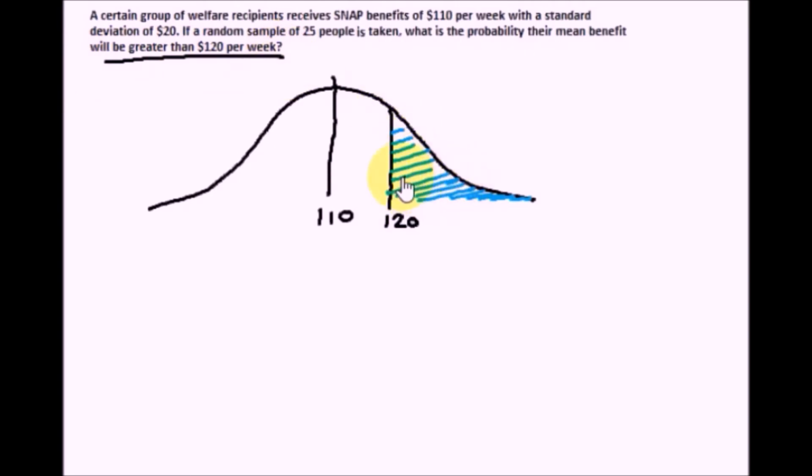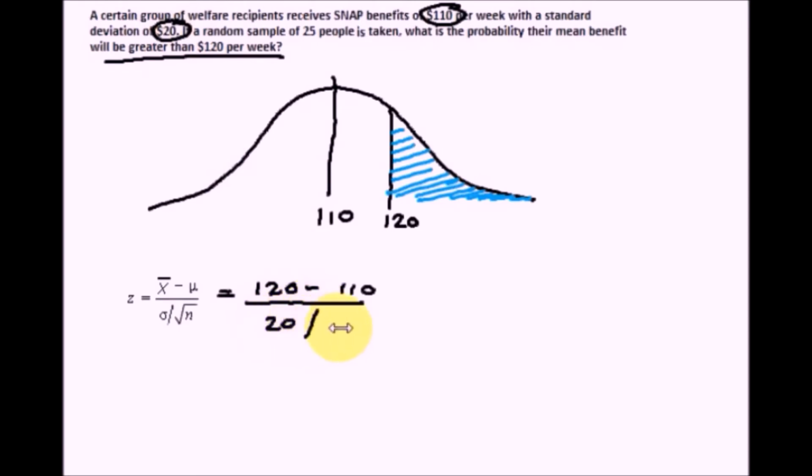In order to find the area, we want to use the Z formula. You basically just take x bar minus mu, that is the population mean, and it was given in the question as 110. This is going to be all over sigma, the standard deviation. That's given here as $20, divided by the square root of n, the sample size, which was 25.